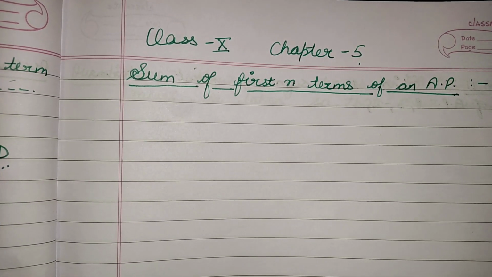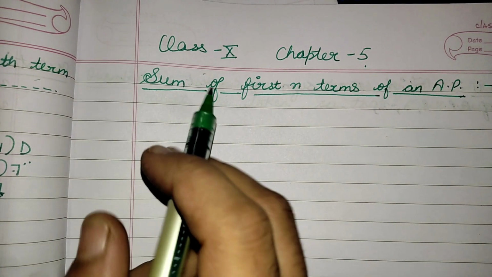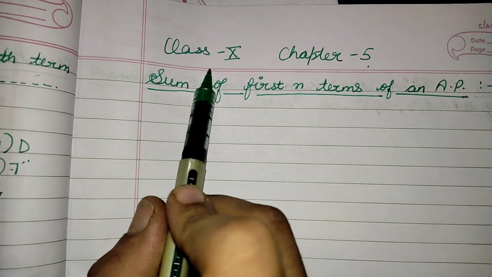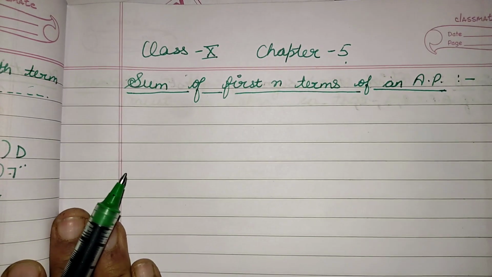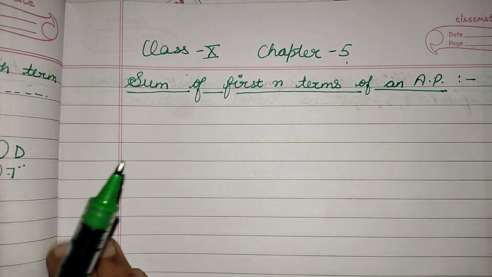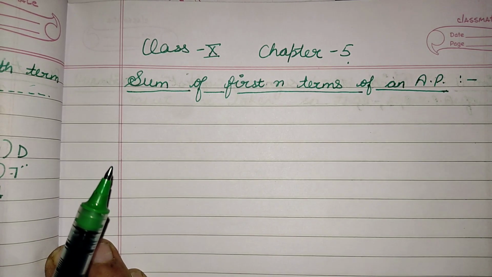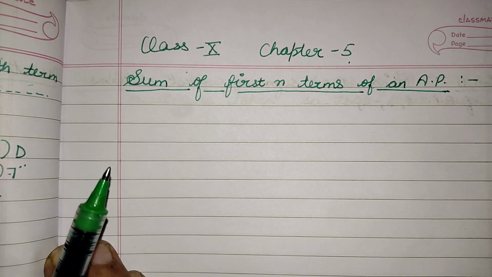So let us start a new topic in this video, which is the sum of the first n terms of the AP of class 10th, chapter number 5. Till now we have done exercise 5.2 in the previous videos. So if you want to know about those topics, please see those videos first, so that you can have a better understanding of this video.